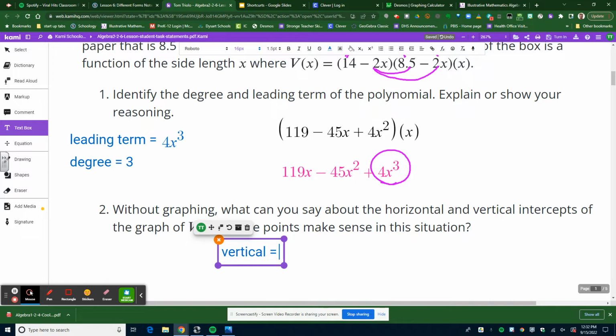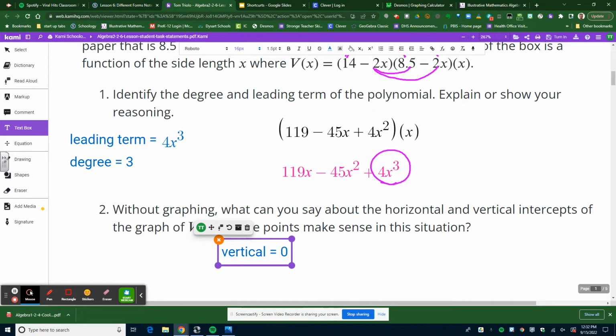I'll give you a hint. Look at the polynomial. What's common to everything? What's the only thing in all 3 terms? X. Okay. So when it crosses the y-axis, x is equal to 0. So if all my x's are 0, no matter what kind of fancy arithmetic I do, what am I going to get? 0. Okay. So my vertical is crossing at 0.